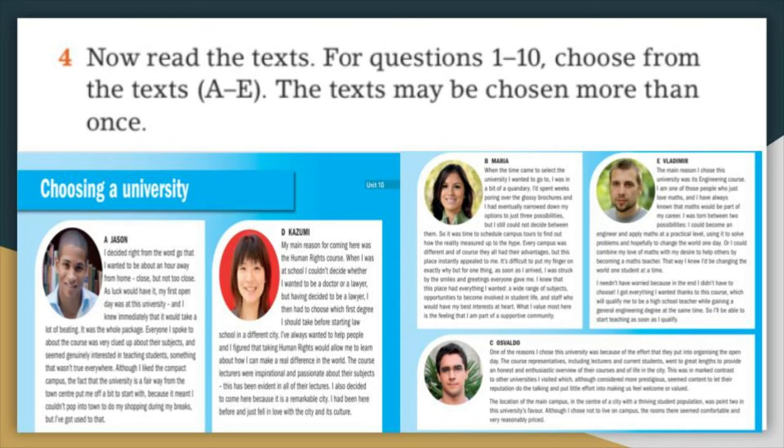In this activity, you are going to read the text and answer the questions from 1 to 10. Choose the text from A to E, and the text may be chosen more than once. Again, this is the time to pause the video and choose the correct answers from 1 to 10. Read carefully. You can take all the time that you have.